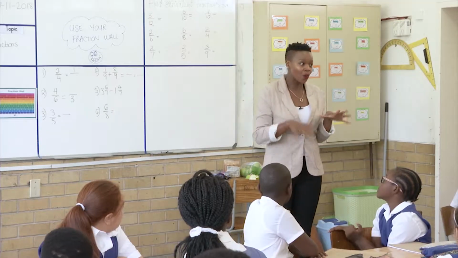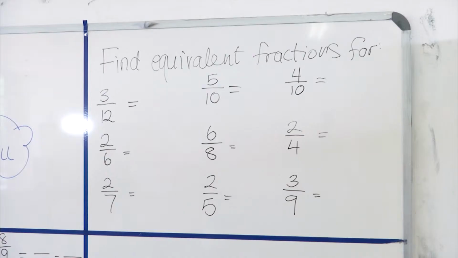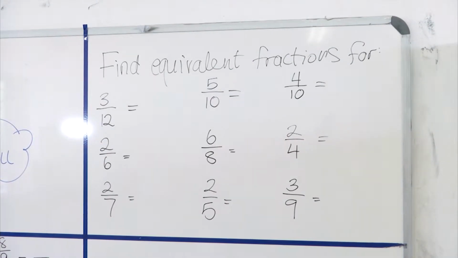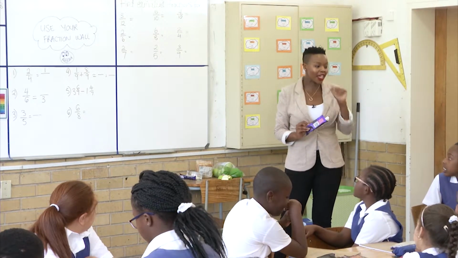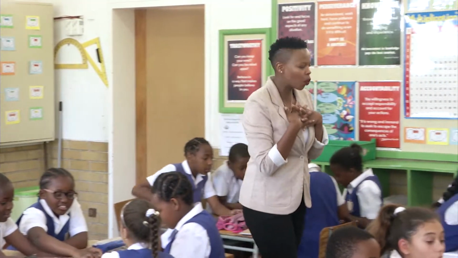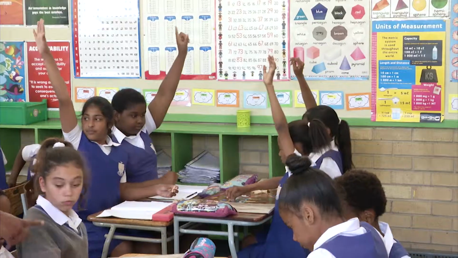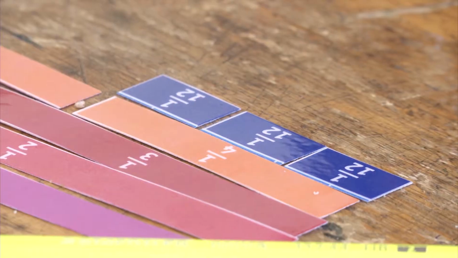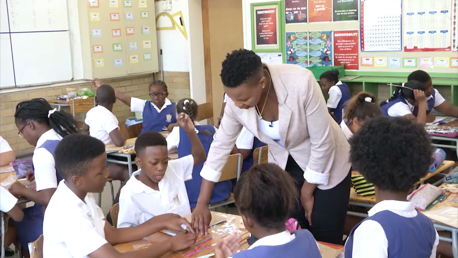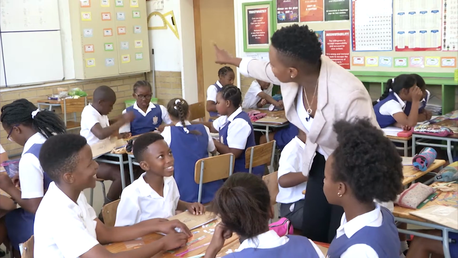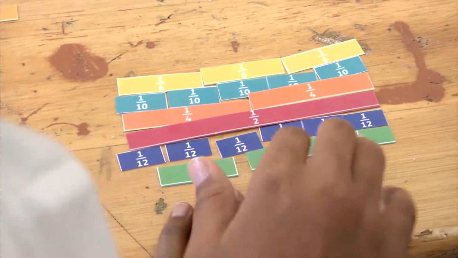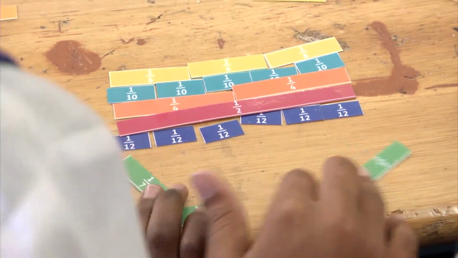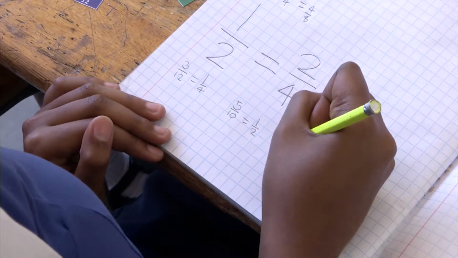So now we are going to actually find the equivalent fractions using our fraction walls. So you need to work as a group, right, to make sure you have accurate answers. What fraction is equivalent to 3/12? Yes. Now, you guys must continue and find the rest that are on the board. Don't just stop here. Okay. But I think we could write this down, right?